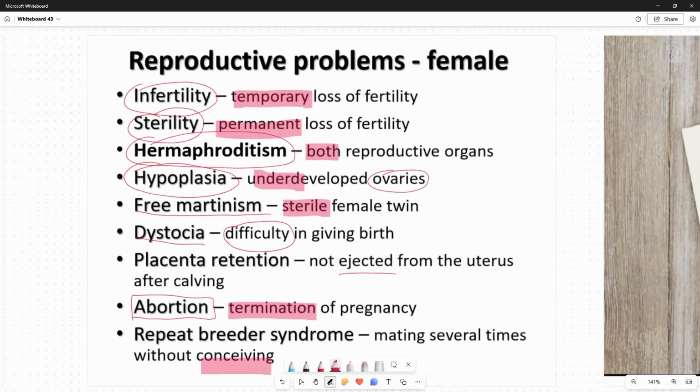And then the other problem is repeat breeder syndrome. That is affecting female animals as well. So the female animal has to mate at least 2 to 3 times to increase the chances of conceiving the pregnancy. But there are those that mate several times, 8, 9 times without conceiving. So we say it's repeat breeder syndrome. So these are the examinable aspects of understanding on your reproductive system.